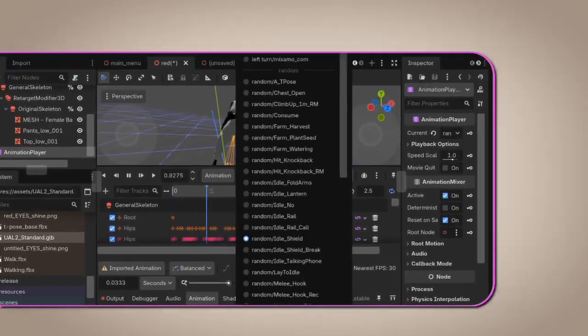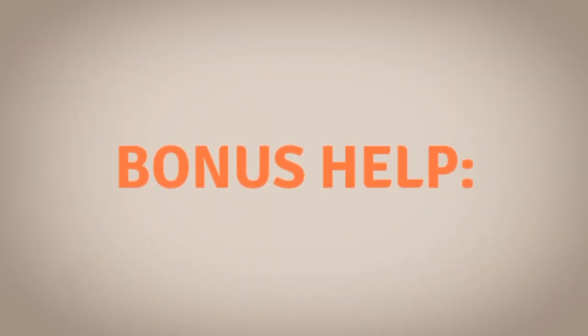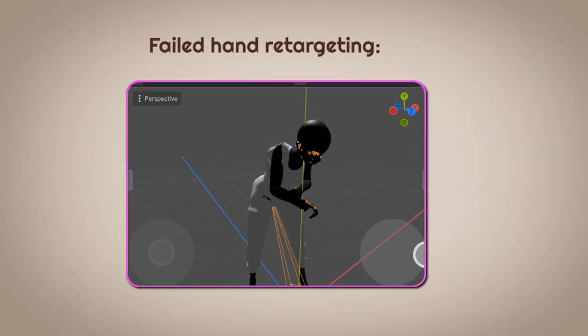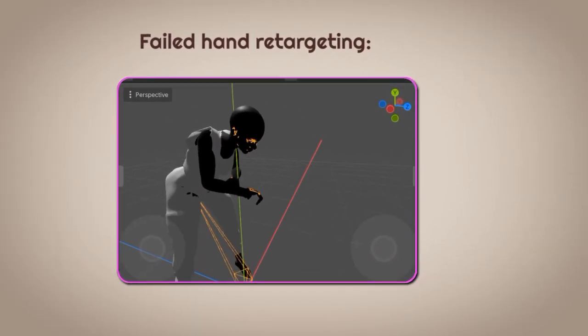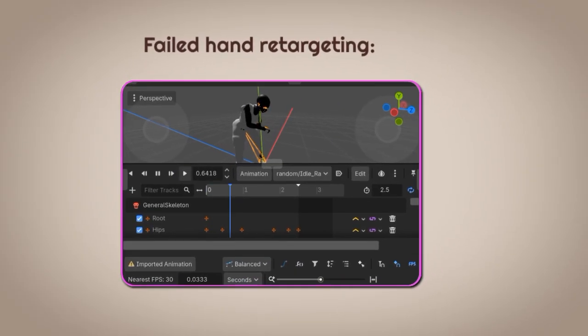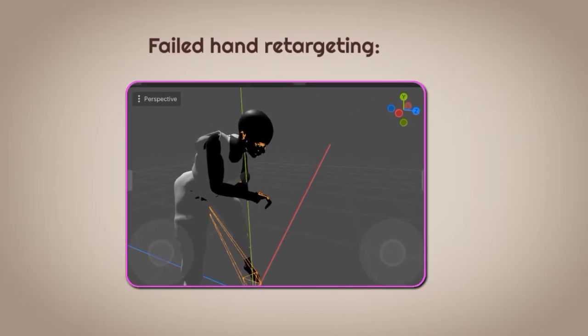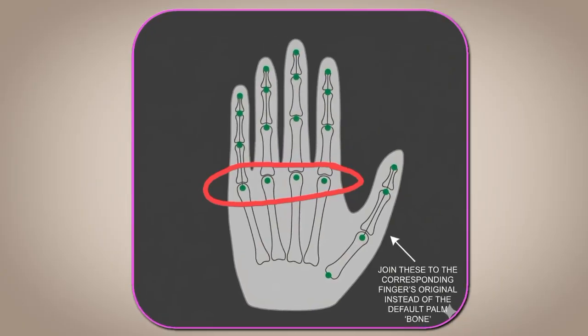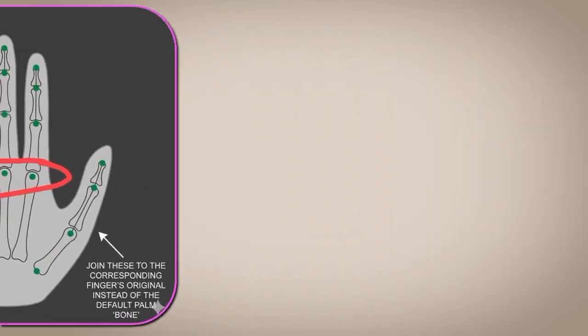Before I go, here is some bonus help. Characters' hands are not retargeting properly. This is because Godot uses a different hierarchy for hands. To fix it, you just need to match this specific hierarchy. Here is an example of what that should look like.